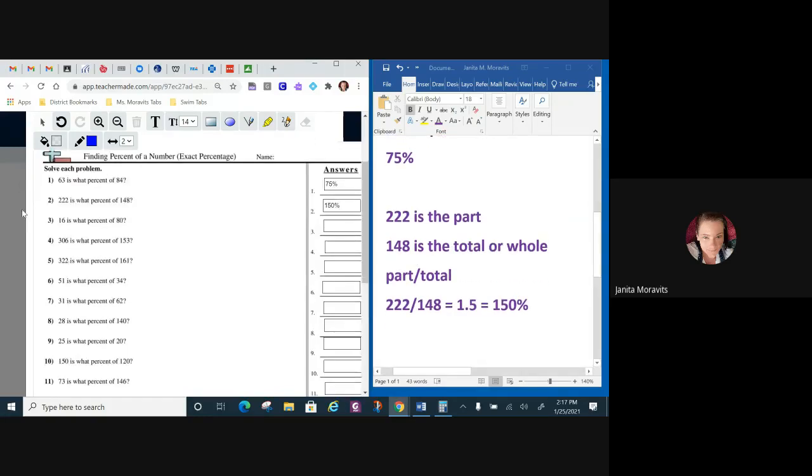All right, let's go through some of these. Just take a look up here. 16 is what percent of 80? Well, you're going to take the part which is 16, 16 divided by 80. And then you're going to change your decimal into a percent. Right here we have 306 is what percent of 153? We're going to say this is our part, even though it's bigger, 306 divided by 153. And then you're going to change that decimal into a percent.